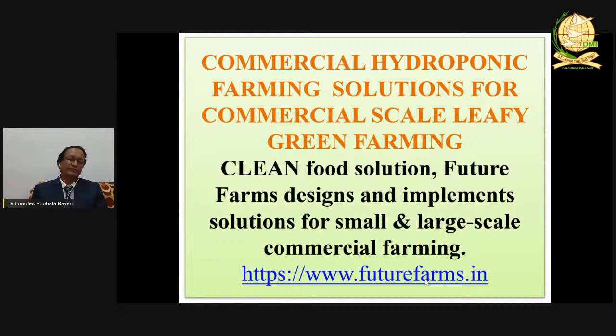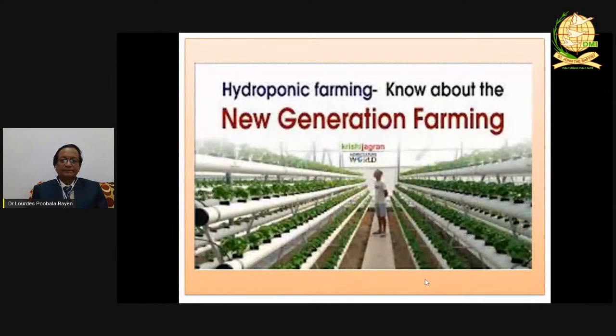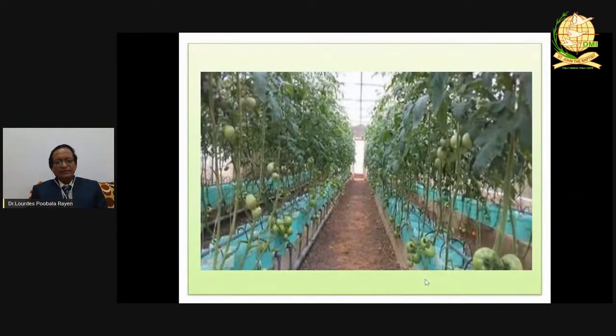Regarding hydroponic farming, without using soil, we develop greeneries. Just to see the farm, hydroponic farm. It is a new generation farming system. And it fetches a lot of money also. Highly profitable business. Even in a small space, we can do this. Even at the rooftop, we can do this. See, they are cultivating tomato using the hydroponic system.